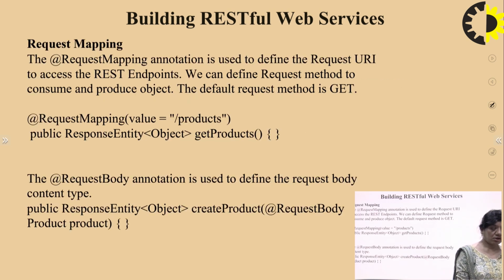Next one is request mapping. The RequestMapping annotation is used to define the request URL to access the REST endpoint. We can define the request method to consume and produce objects, and the default request method is GET. So the RequestMapping value should be /product and public ResponseEntity getProducts. The RequestBody annotation is used to define the request body content type, and the syntax is public ResponseEntity. Here we have an object, and we want to create a product with @RequestBody Product.